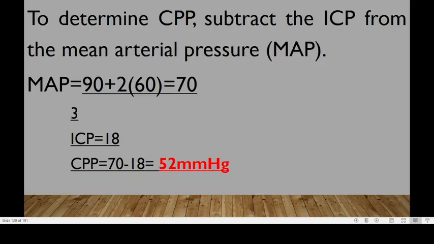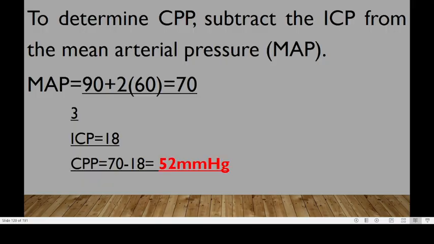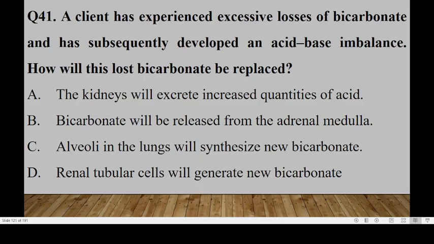We arrive at this by getting the MAP, the mean arterial pressure, which is the systolic plus double the diastolic, divided by 3, where we get 70. Then we take the MAP minus the ICP, which is 70 minus 18, giving us 52.